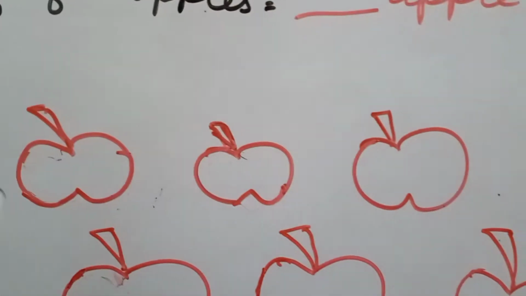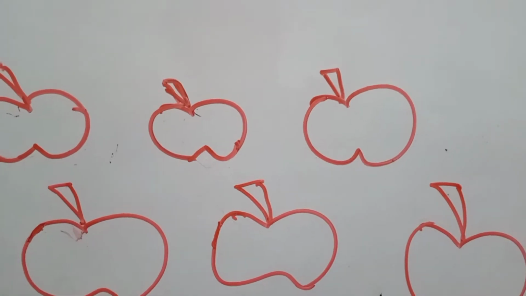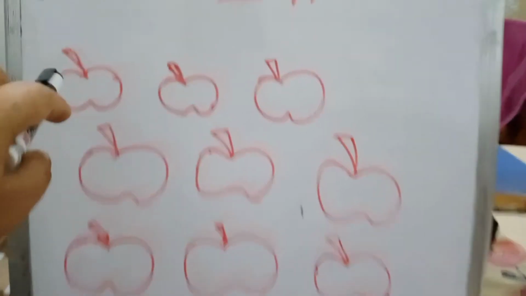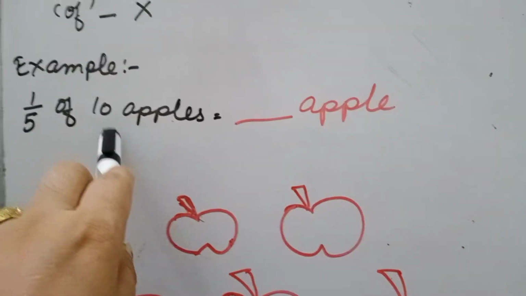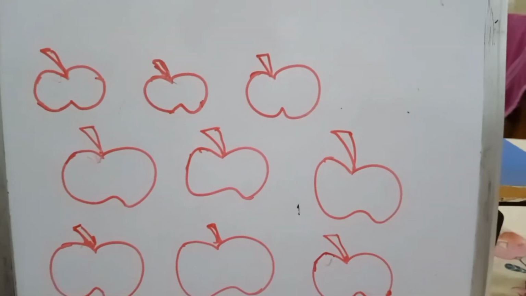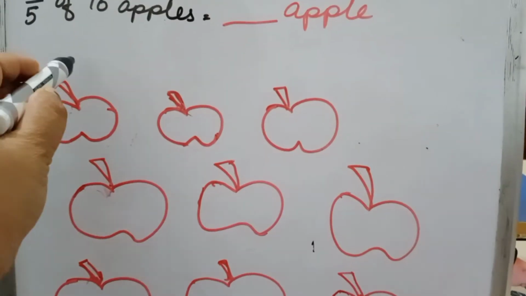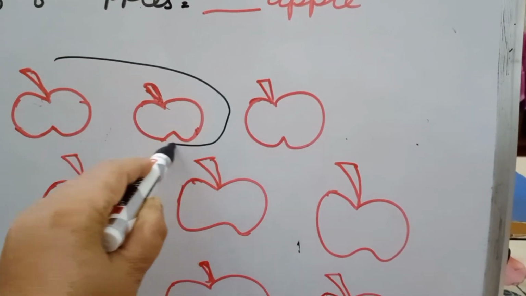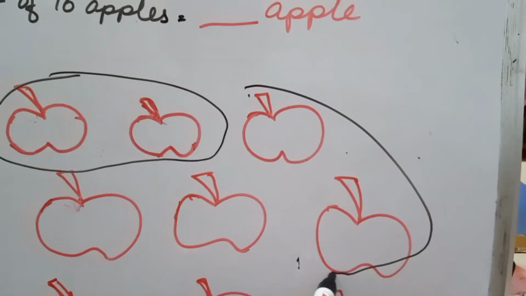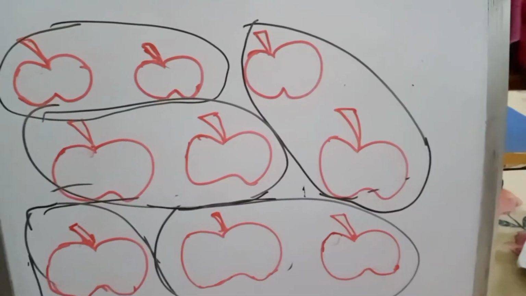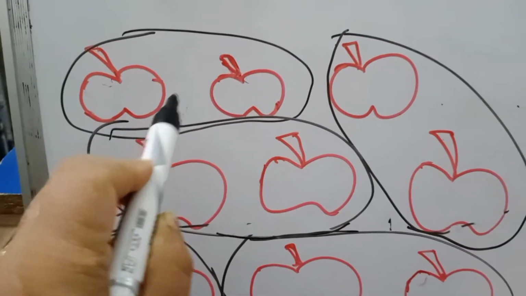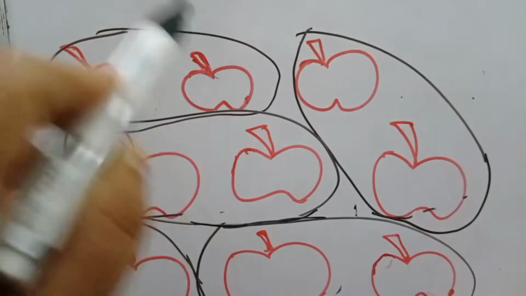Fine. Suppose I have these 10 apples. So here students you can see 1 by 5. So out of 10, first we have to make 5 groups. So for that you all know 2 times 5 is 10. So we will take 2 apples, 1 group, 2 apples, 2 group. So here students we have 5 groups. In each group we have 2 apples.